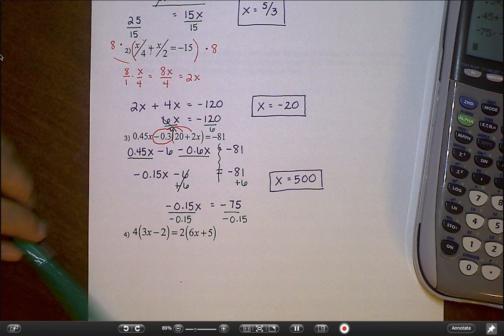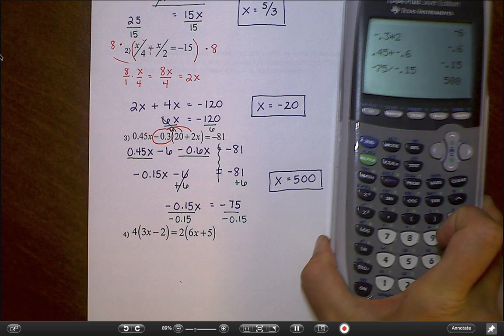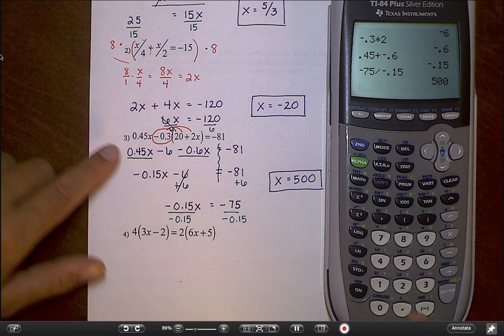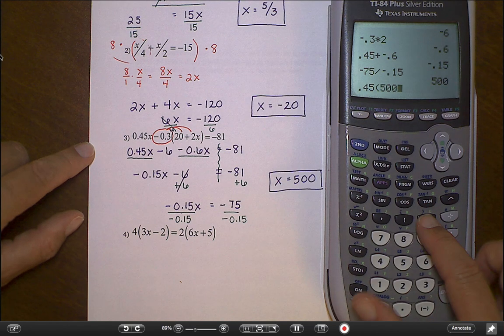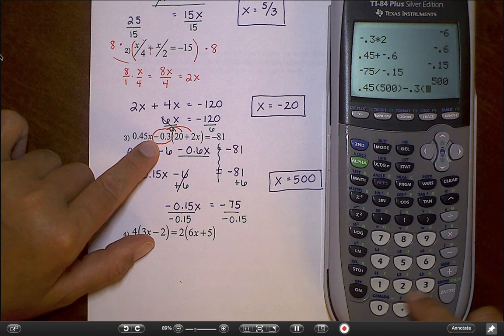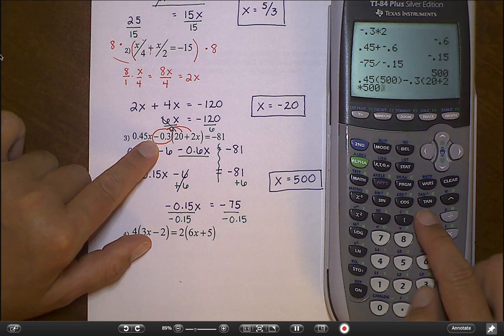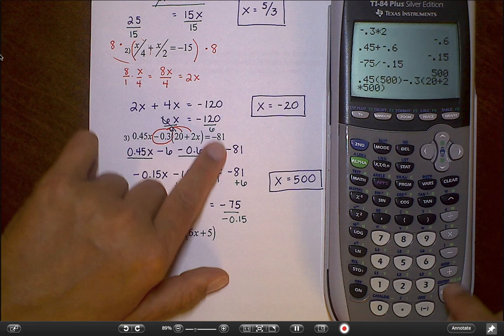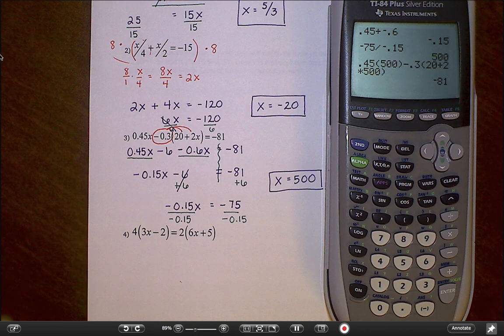And again, if I wanted to check that and make sure it's correct, let's see, so you can see my equation here. 0.45 times 500 minus 0.3 times 20 plus 2 times 500. And my goal is for it to equal negative 81. Fingers crossed. Yes, it does equal negative 81.